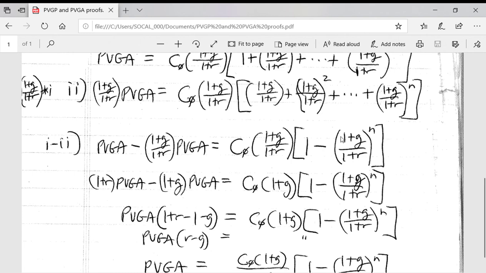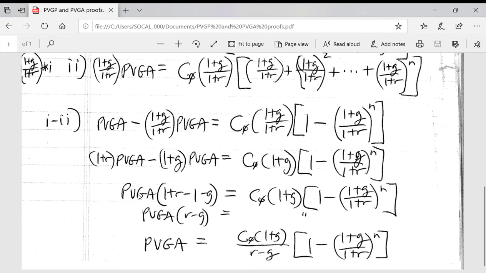So now, I'm going to multiply every term. I have 1, 2, I guess 3 terms. I'm going to multiply all my terms by 1 plus r. So I get 1 plus r times PVGA. This becomes 1 plus g times PVGA. And here I get C0 times 1 plus g. And then in the square brackets it stays the same. I don't multiply this by 1 plus r. That would be double counting because this is all one term. And now I factor out a PVGA and I get 1 plus r minus 1 minus g. Again, it's a minus g because I'm distributing this minus over the plus g. Okay?